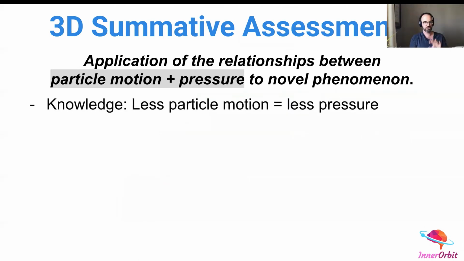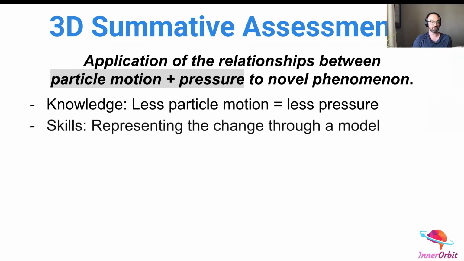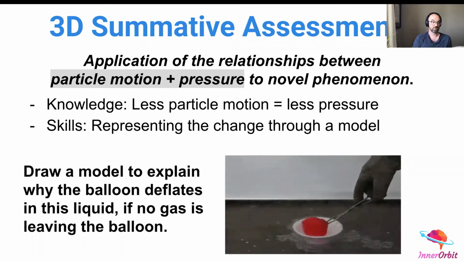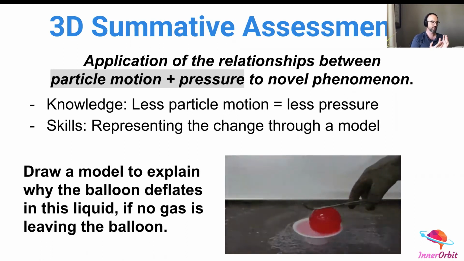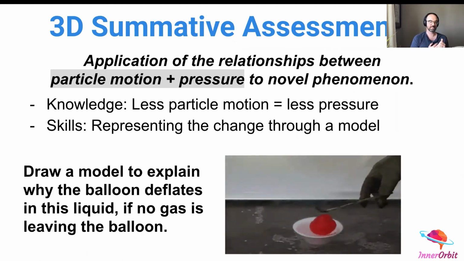So the knowledge that we're looking at here is, if there's less particle motion, there should be less pressure. So students understand that the more heat energy an object has, the higher the temperature, the higher the average kinetic energy of the particles in there, or the opposite of that, less means less pressure, then that's great. The skill is representing that change through a model. So you're not just representing knowledge, you're representing a change through the model, and you're making sense of something. So this is the question from the very beginning, which is draw a model to explain why the balloon deflates in this liquid if no gas is leaving the balloon.